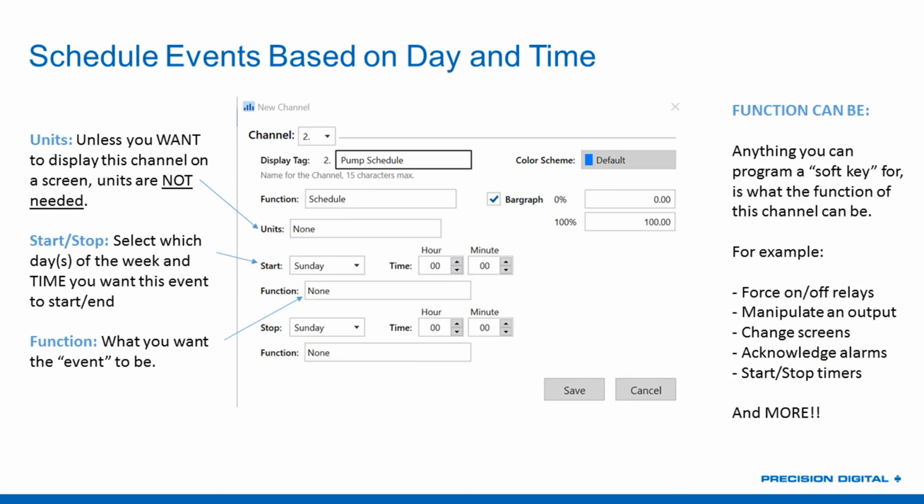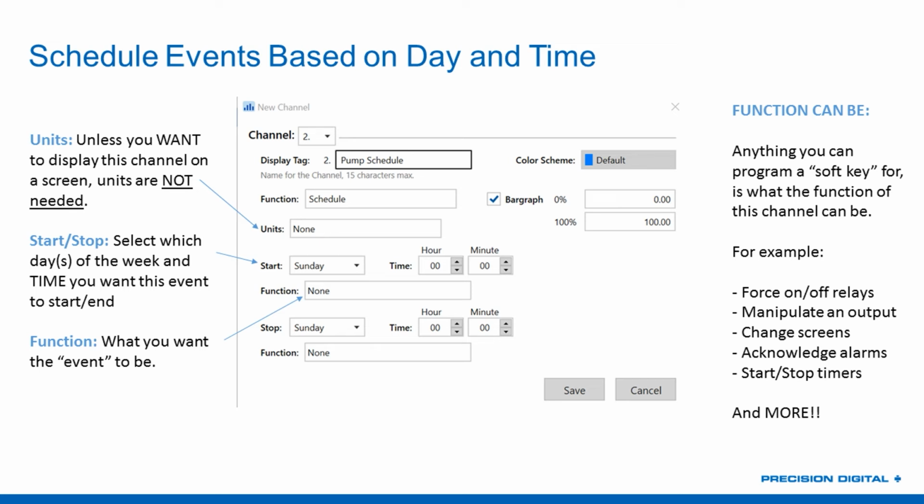So once we find that function there, this is what the screen's going to look like. This is all the information that we're going to have to fill out. The one thing that you're not going to have to worry about is your units, unless you wanted to display this channel on a screen, which I don't think most folks are going to want to. There's really no reason to show it on screen. All we're really worried about is telling the consolidator when to do something and when to stop doing that something, okay? And so you basically fill in your start and stop.